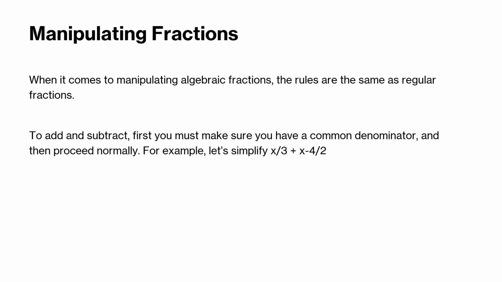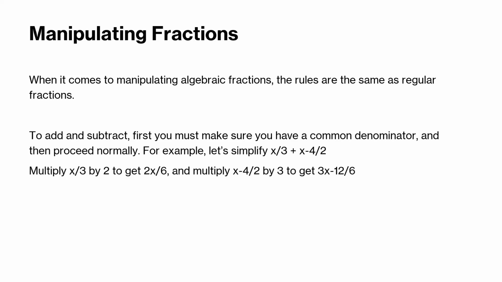To add and subtract fractions, first, you must make sure that you have a common denominator between both fractions, and then proceed normally. For example, let's simplify this. x divided by 3 plus x minus 4 divided by 2. We multiply the x divided by 3 by 2, the denominator of the second term, to get 2x over 6, and then we multiply x minus 4 divided by 2 by 3 to get 3x minus 12 over 6.